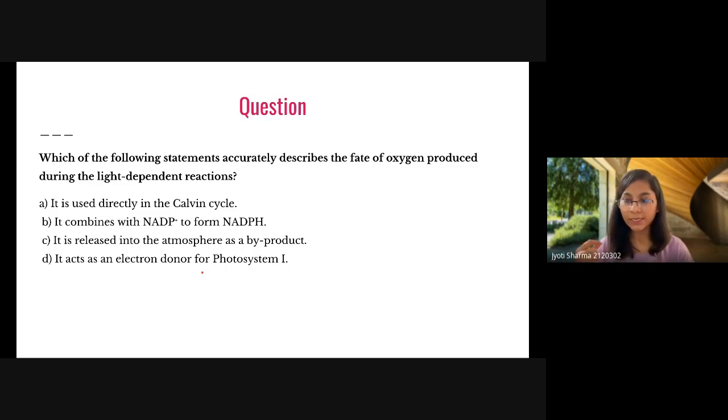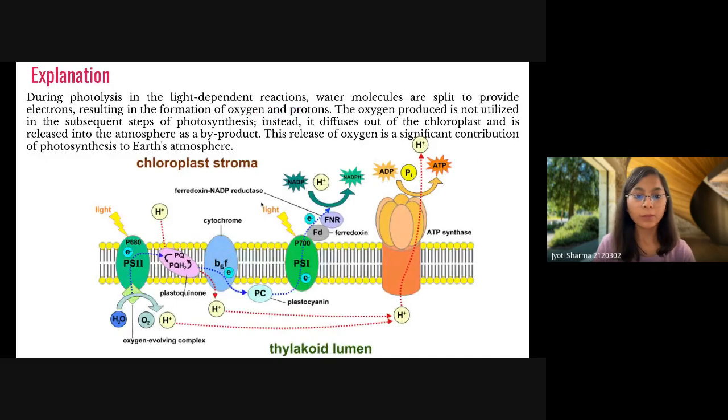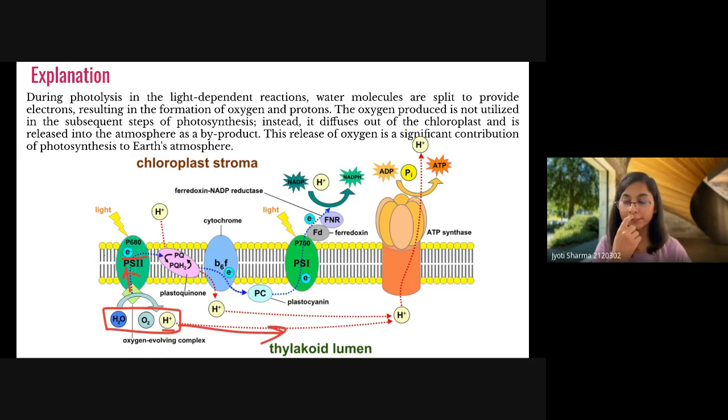Yogi gave me the C answer, and yes, I agree with this. Let me show you. So again, I have the same slide, and just see here. We had water, and this water has been split into H plus ion and electron. So electron, H plus ion, these we are using, but this oxygen is just the byproduct, and this byproduct will be released into the atmosphere.